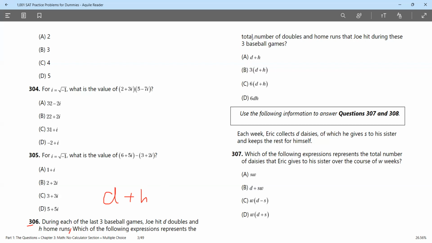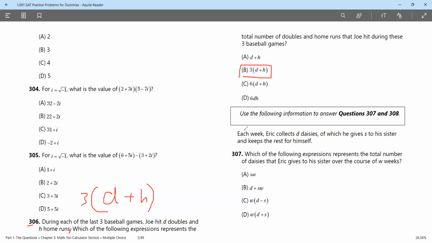So the total number of doubles and home runs that Joe hit during these 3 baseball games will be what? It will be 3 times (D plus H), because D plus H just represents one game, and 3 games will be 3 times. So this is our answer.